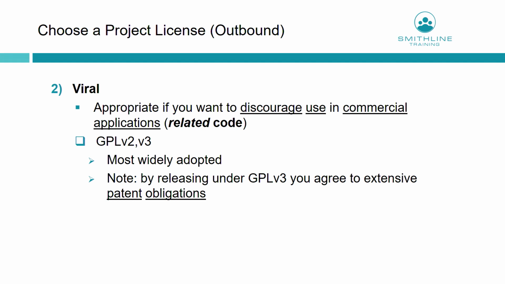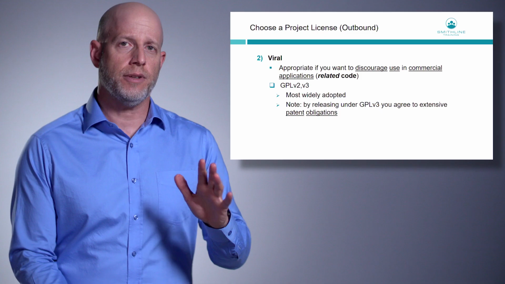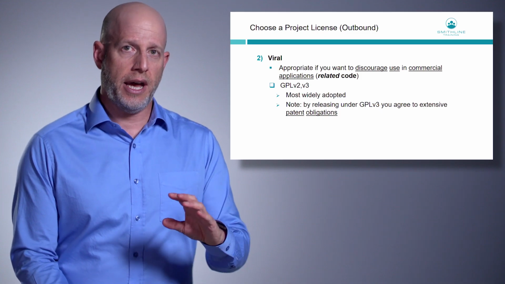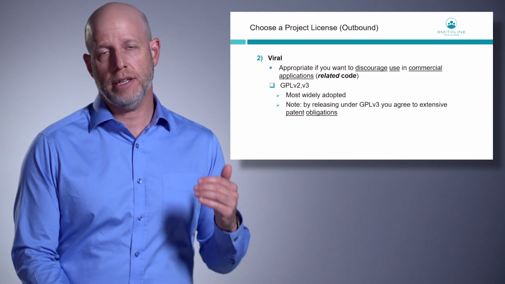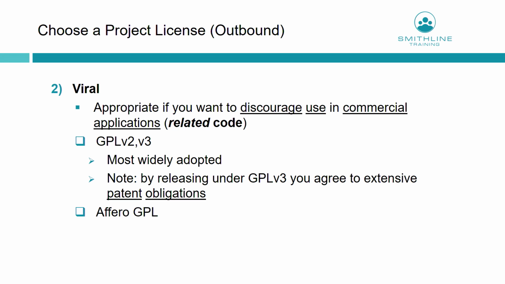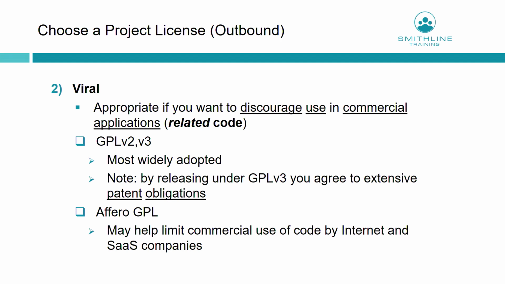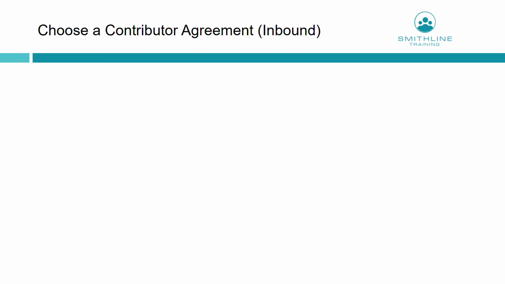So if you're choosing a viral license, be careful about the GPL v3 and its patent clauses if you have patent rights that you want to protect. The other option for a viral license is the Affero license. Now, as you'll recall, the Affero license is the license which defines distribution as making available over a network. So the Affero license is going to be appropriate if you want to prohibit people from taking the open source code you're releasing and using it in a way that would support a SaaS service.